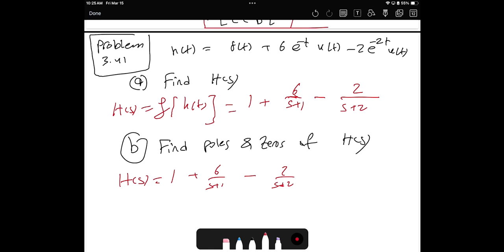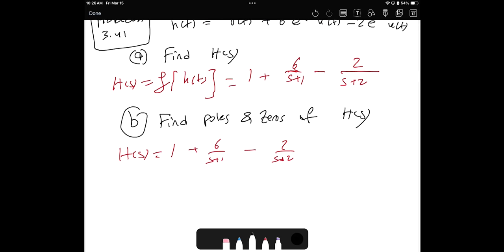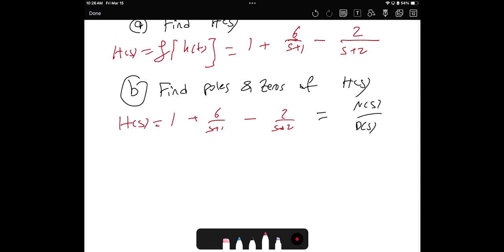In order to find the poles and zeros, we need to have only a numerator over a denominator. So we need to have this as N(s) over P(s). This is not in that format. So what we're going to do is look at the common factor. The common factor here is (s plus 1)(s plus 2).